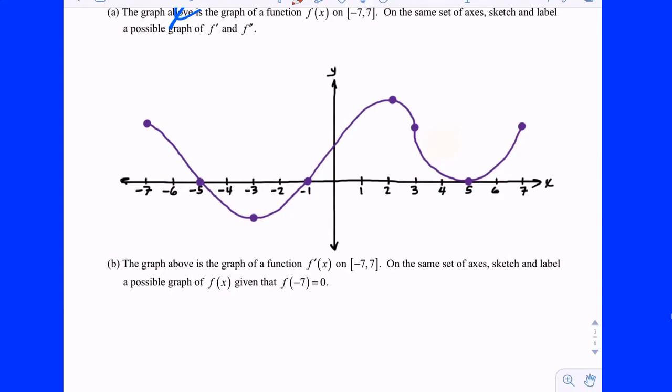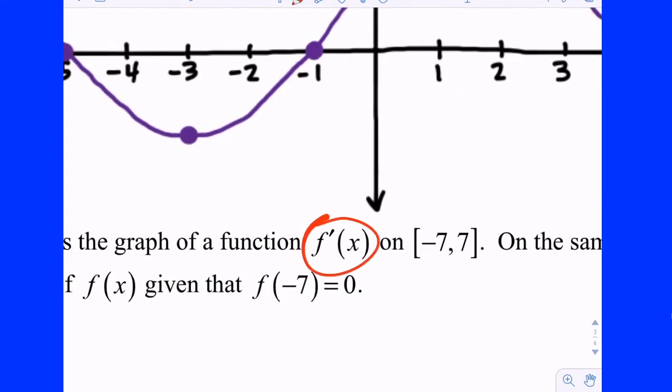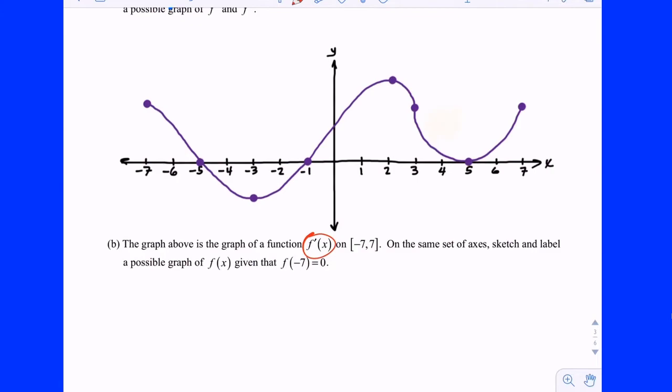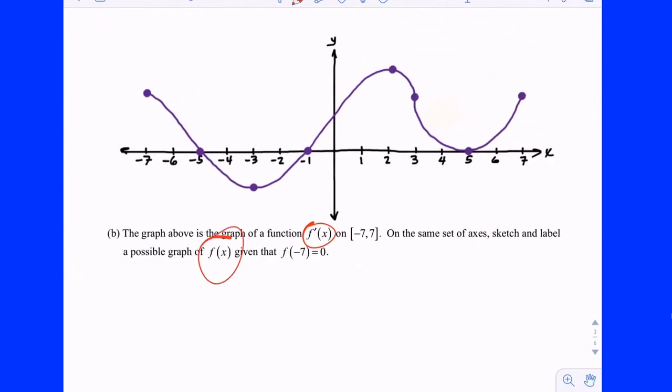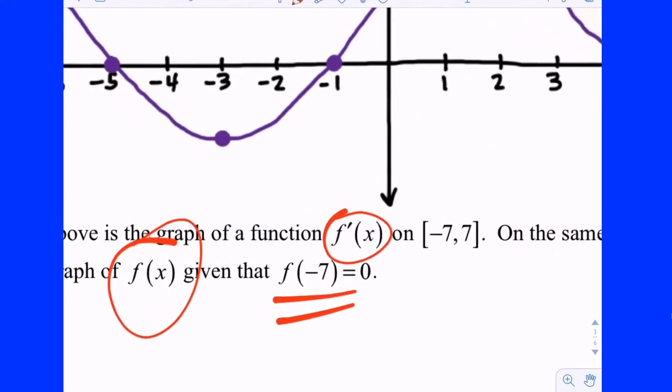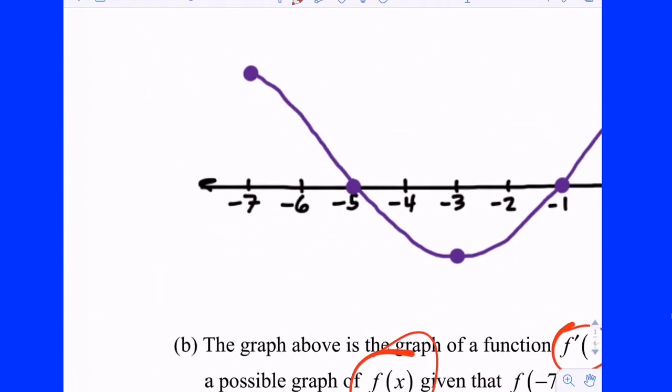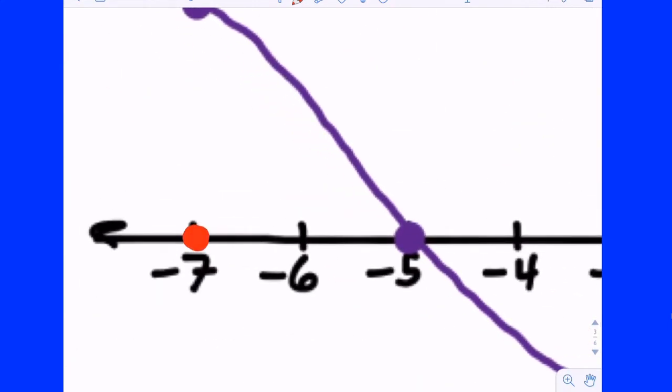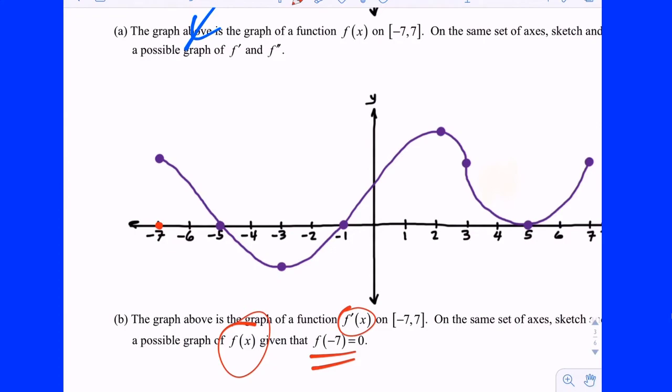All right. Same graph, but now it's going to represent f prime. What we want to do now is sketch a possible graph of f, given that f of -7 is 0. This is what we did yesterday, those last 2 examples. We're actually now sketching a graph backwards instead of forwards, okay? Now it says f of -7 is 0, so we're starting right here at the leftmost point, which is the easiest way to do it. Now we're reading the graph differently, okay? Now the y values are the slopes of the graph we're trying to draw.